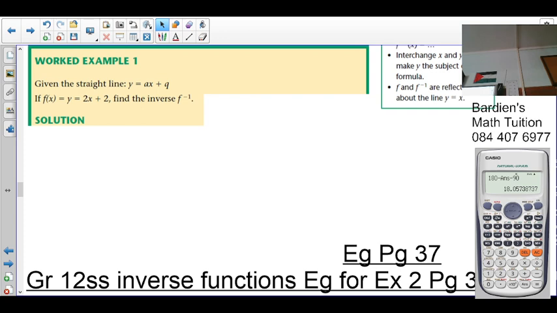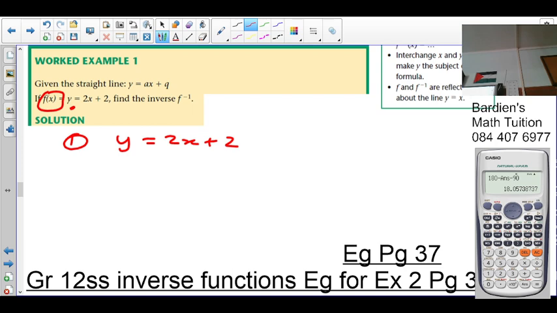Given the straight line y is equal to ax plus q, if f of x equals y equals 2x plus 2, find the inverse. So remember, what are the steps we're going to follow when we find the inverse function? Firstly, replace f of x with y, but they did that already. So we have y is equal to 2x plus 2. What's the second thing we need to do? Swap x and y.